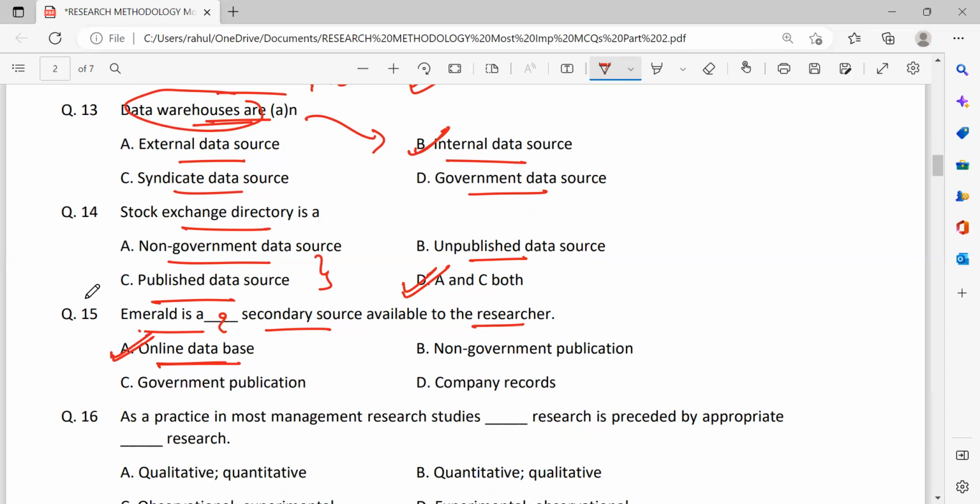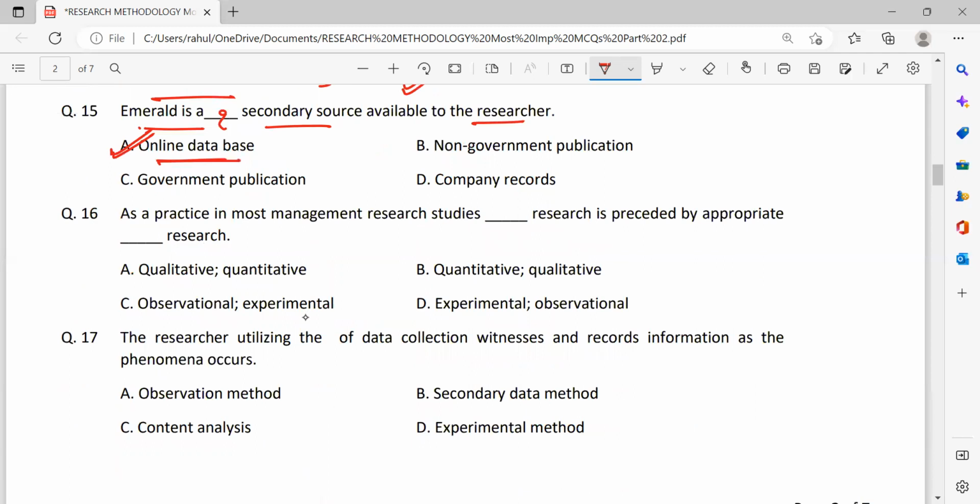Question number 16. As a practice in most management research studies, what research is preceded by appropriate research? We can say that as a practice in most management research studies, quantitative research is preceded by appropriate qualitative research. Option B is the correct answer.